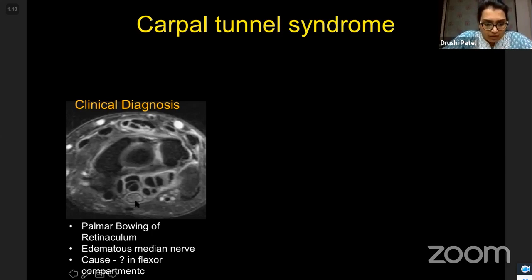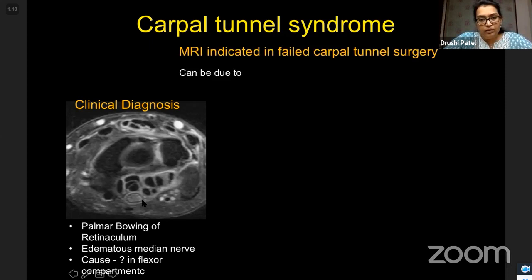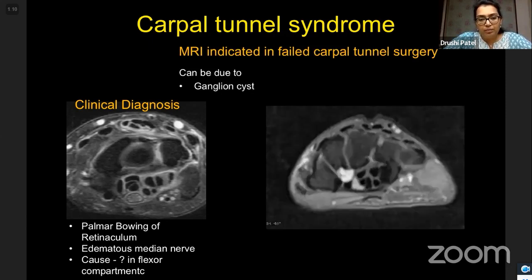Now let's have a look. This is the section that was taken just proximal to the carpal tunnel. So you can see the thickened, enlarged median nerve with the fascicles seen. This is part of the flexor retinaculum, right? And you can see that there are edematous changes in the flexor compartment around the flexor tendons, which may be contributing to the carpal tunnel syndrome or median nerve compression.